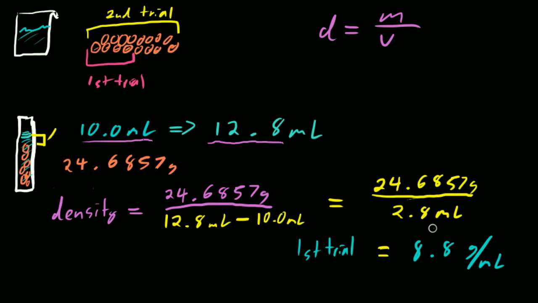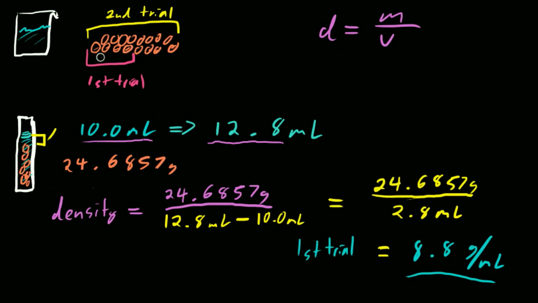And so now when we do our second trial, the very first thing we should at least have a sense of is we should expect numbers like this. We should expect something at least close to 8.8 in our second trial. If we don't get something at least close to 8.8, we can be relatively sure that we messed something up, right? Because density, as we've been talking about in the past few videos, does not depend on the amount of stuff that we measure.